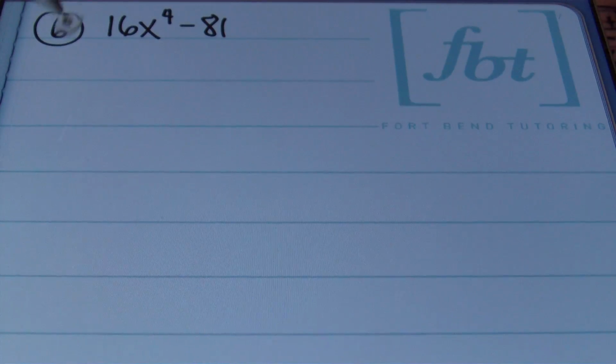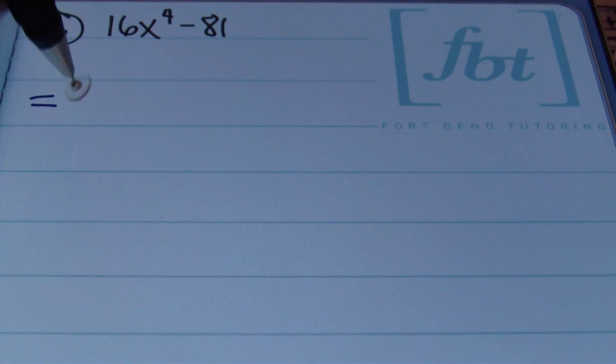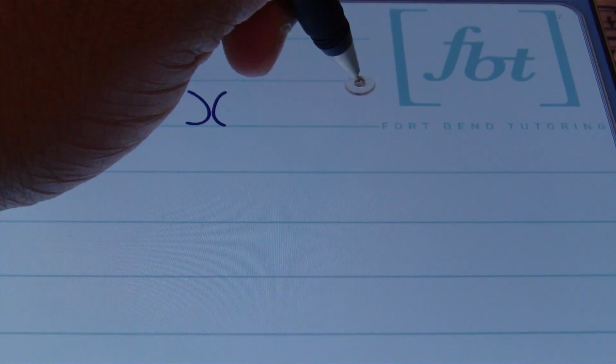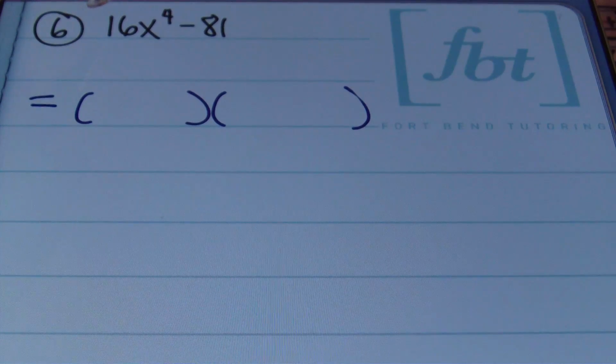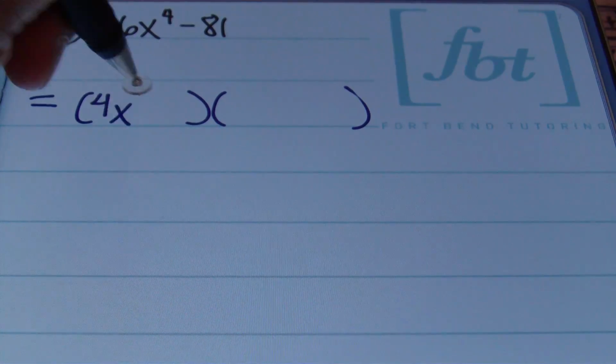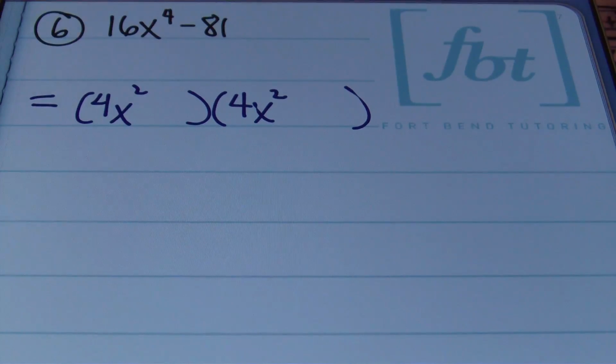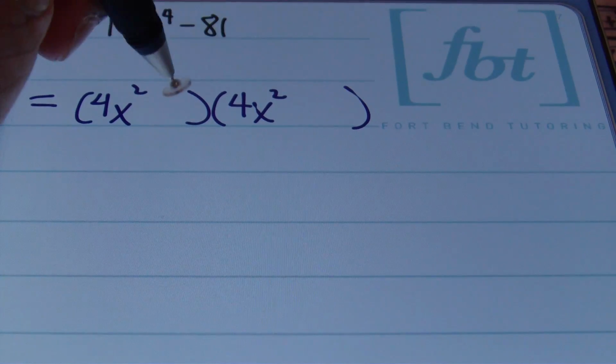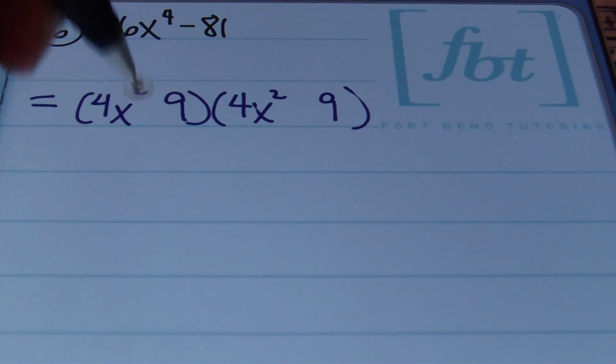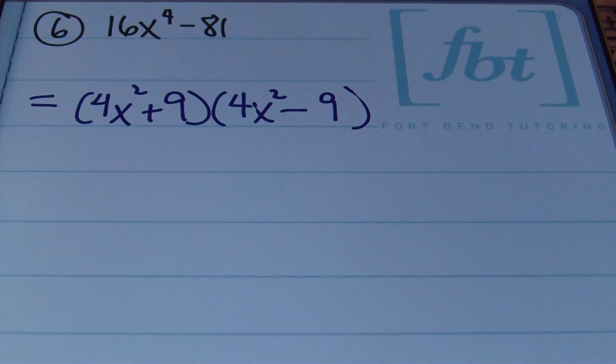All right. So first things first, no matter what course you're in, you should recognize that the first term is a perfect square. You have a minus sign. And the last term is a perfect square. You should notice that. So going forward, we're going to factor that. The square root of 16x to the 4th power is 4x squared. And then the square root of 81 is 9. I'm going to have a plus and then a minus, like so.